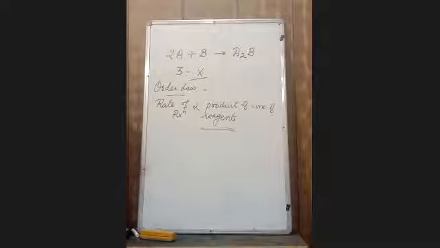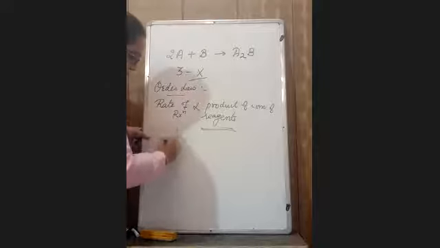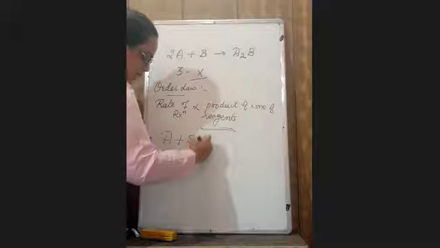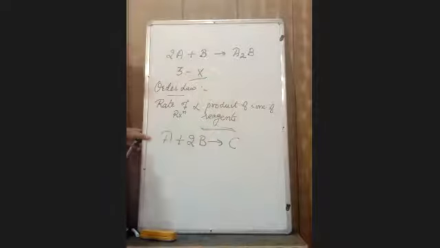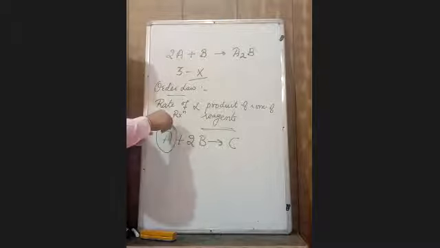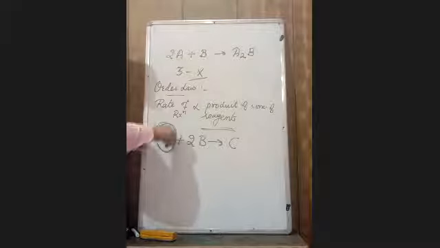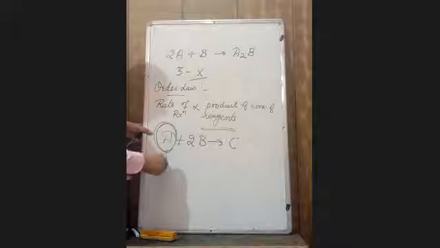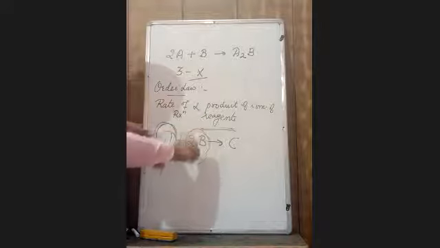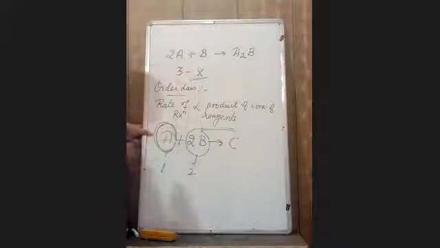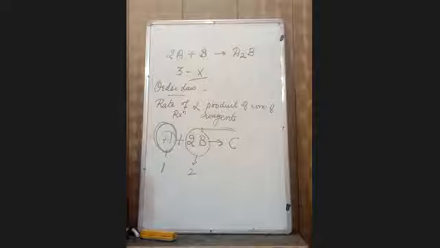Okay. If I write A plus 2B gives you C, and I ask you to write the order of reaction with respect to A, with respect to A it is 1. With respect to B, it is 2. But if I ask you to write the order of the whole reaction, you cannot tell, because it should be experimentally proved.